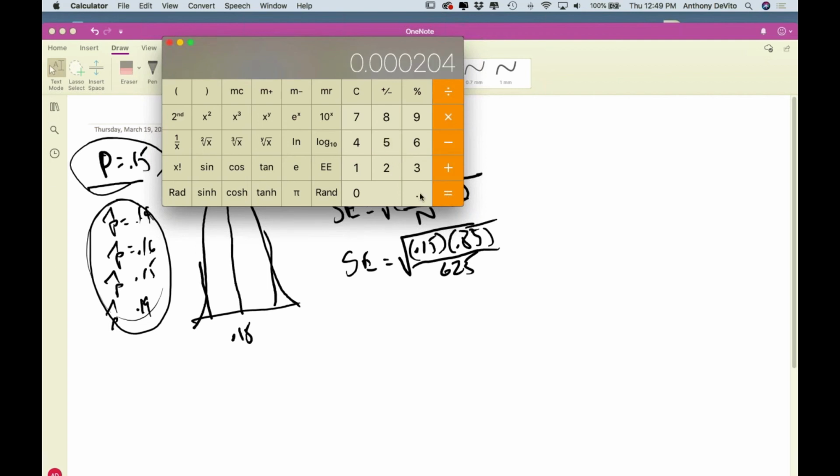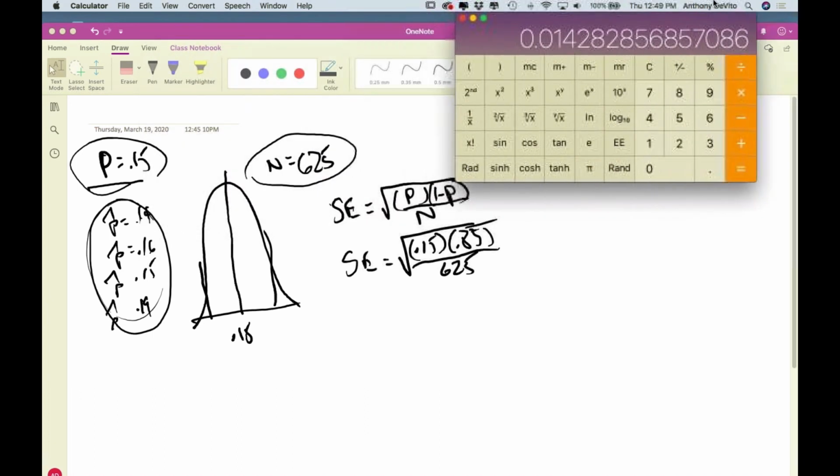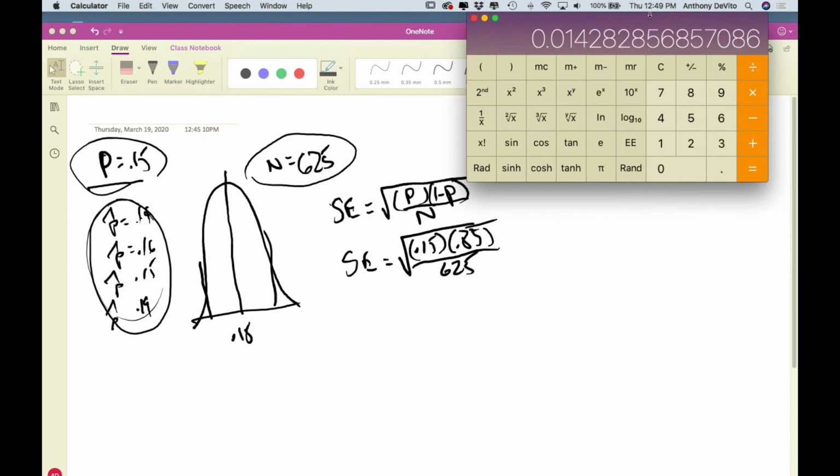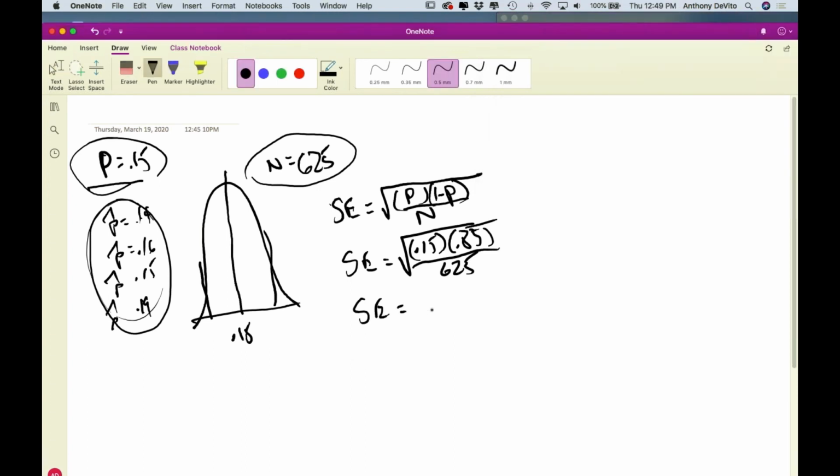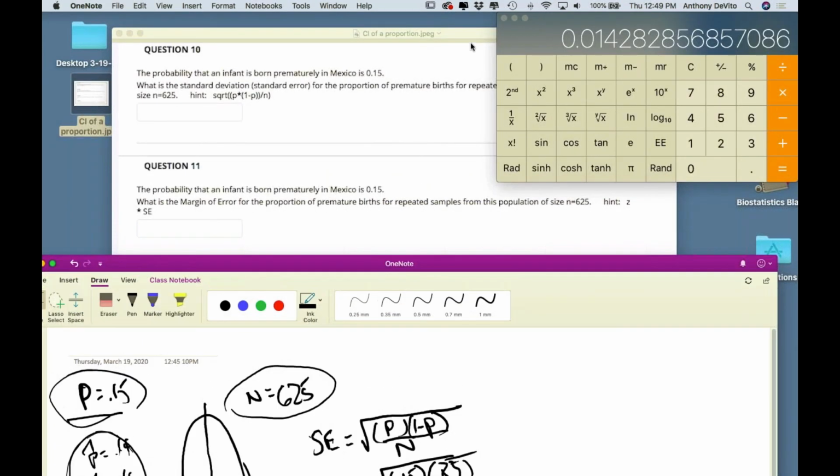Is equal to, and the square root of that is going to be 0.014. Again, I'm rounding. I don't want you to round that dramatically when you do it, but until the very end. But to expedite things, I'm going to call that 0.014. So our standard error is equal to 0.014. Okay, that's all we're asking for there. In that particular problem, that's all we're asking for.